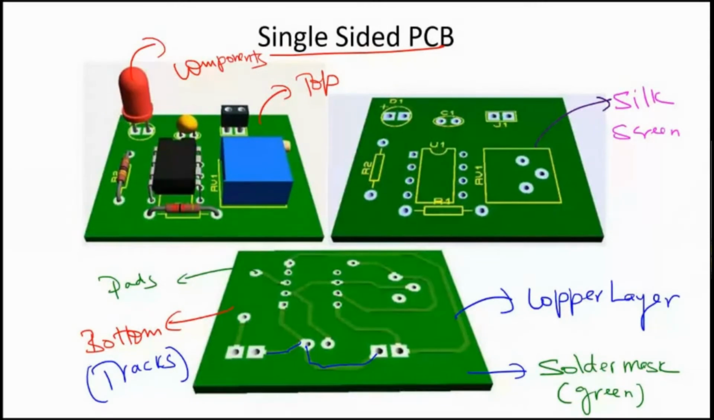Silk screen layer is a layer which is defining the boundary of the component. It is also used to name the components. This is just for identification purpose. Why is that needed? Because after you fabricate the PCB, you have to position the components in the right place.